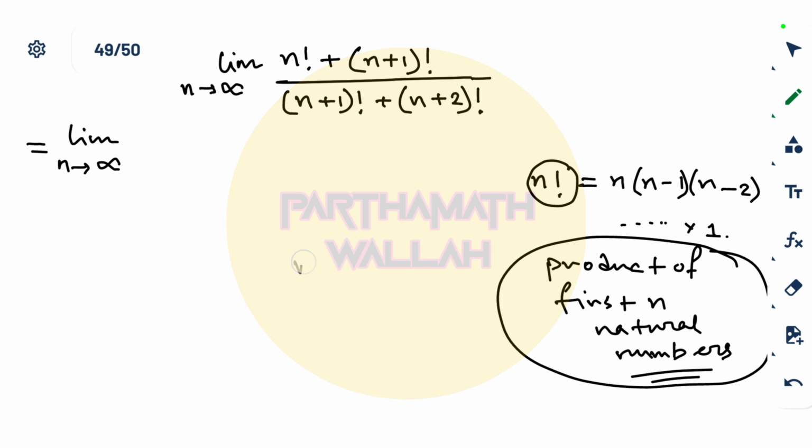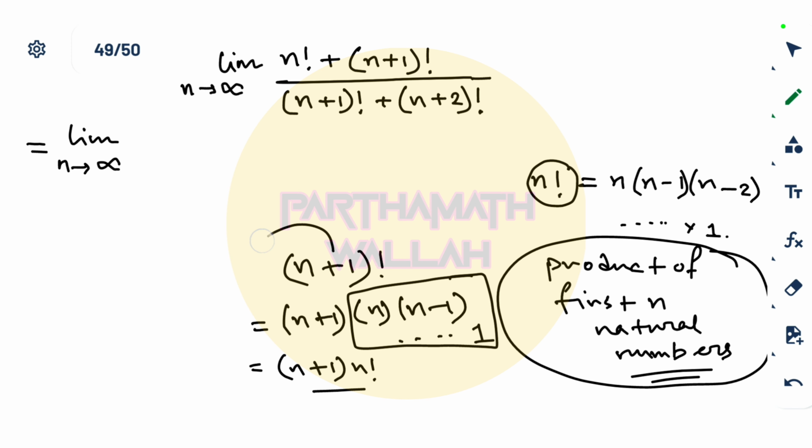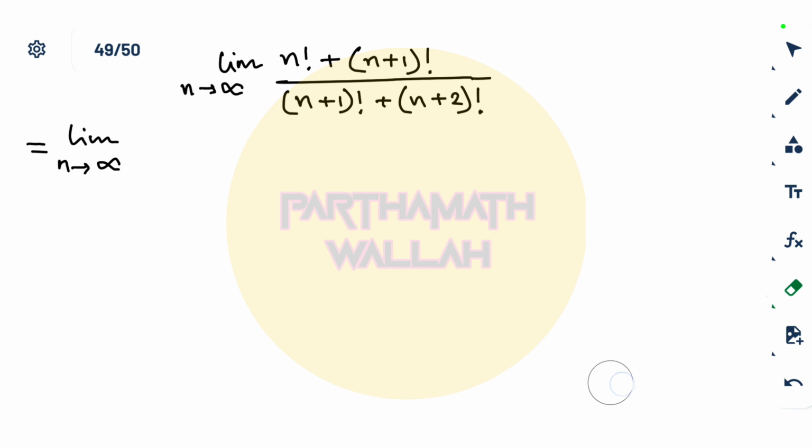If we are provided n plus 1 factorial, for example, we can break it as n plus 1 into n into n minus 1 up to 1. Now we can manage it as n plus 1 into this n into n minus 1 up to 1, which gives n factorial. So this can be managed as n plus 1 into n factorial. We will use this in this problem. Let's apply this here. I think it's easy to follow after the explanation.